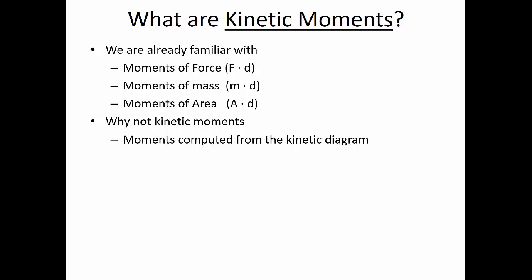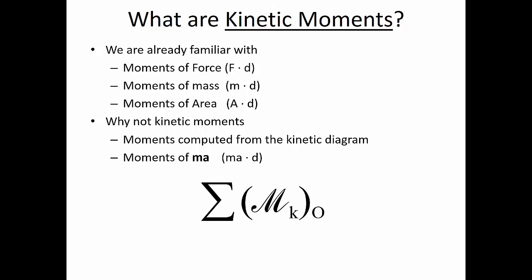These are moments computed from the kinetic diagram that we draw when we solve our problems. Basically, our kinetic moments are moments of our mass times acceleration, or a mass times acceleration times a perpendicular distance to some point of interest. We call these kinetic moments, which is equal to the mass times the acceleration times the perpendicular distance at the center of gravity, plus the mass moment of inertia at the center of gravity times the angular acceleration.